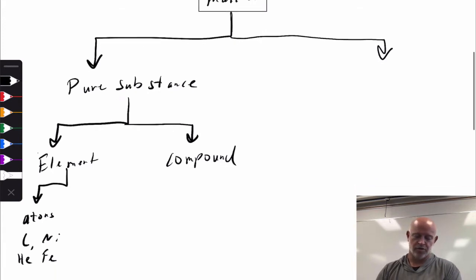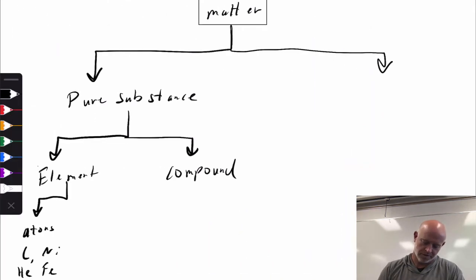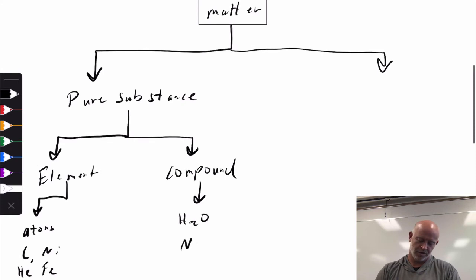Now, if we keep moving along here and start talking about compounds, compounds are when we chemically combine 2 or more atoms together, and they should be different atoms, okay? So I have oxygen and I have hydrogen, and I chemically combine those 2 together. That's a compound, all right? So compounds can be identified by formulas, okay? So H2O for water, or maybe you have sodium chloride for salt.